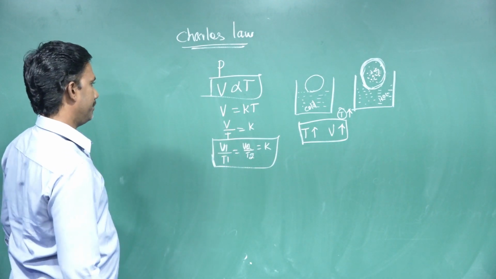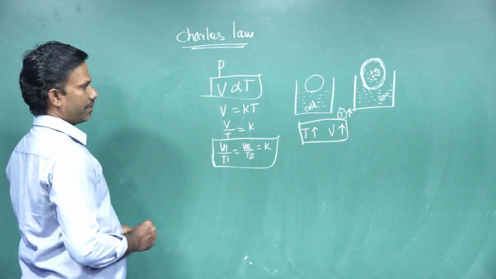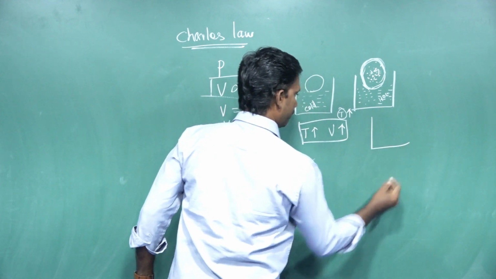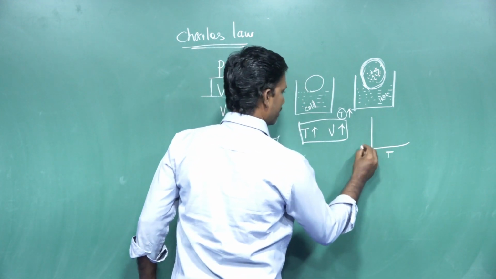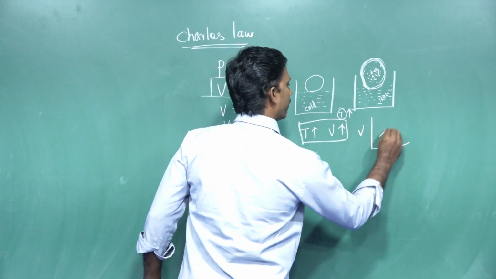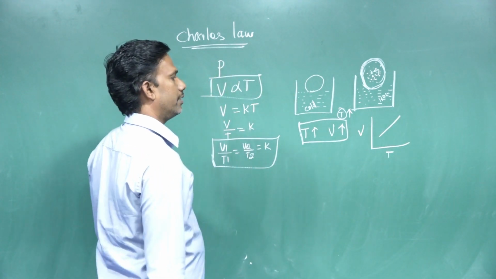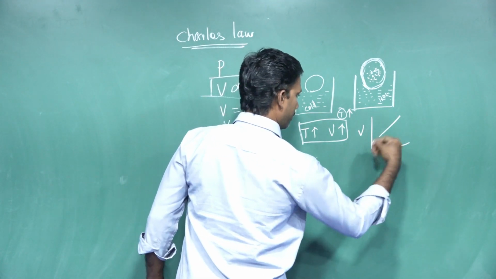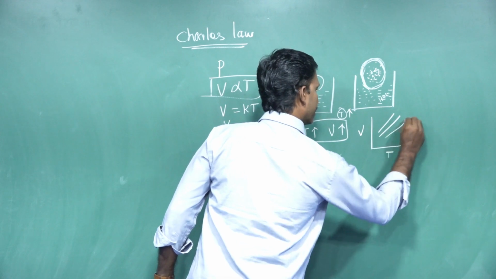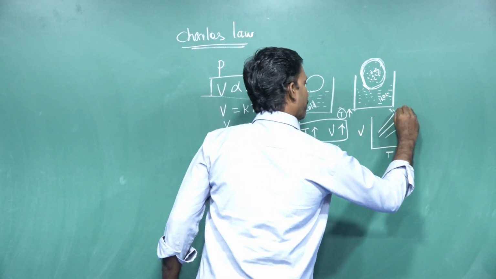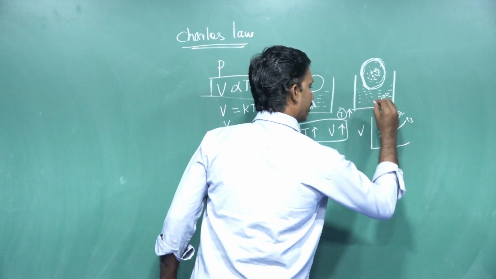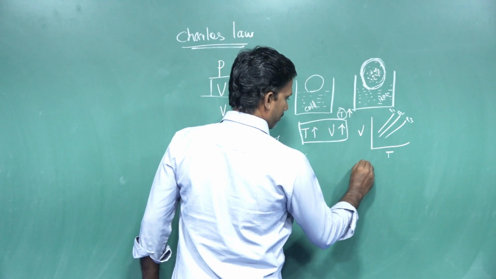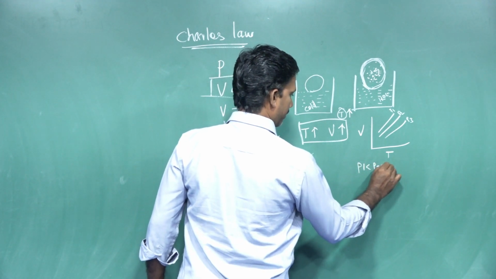Okay. Then the graphical representation for Charles law. If we plot a graph of temperature versus volume, you can find it like this. For different pressures, that is P1, P2, P3, you can have a graph like this. Here, P1 is greater than P2, which is greater than P3.